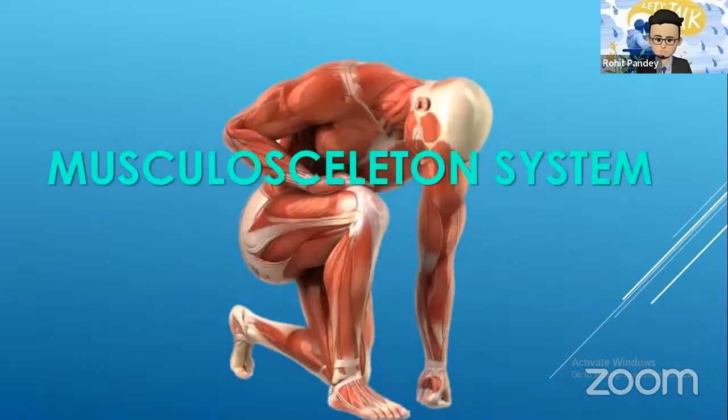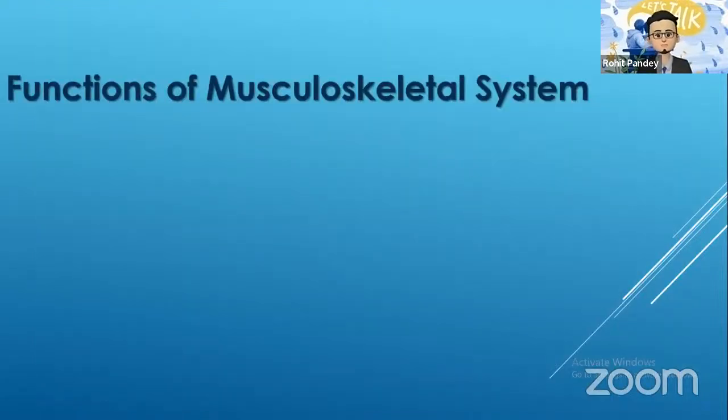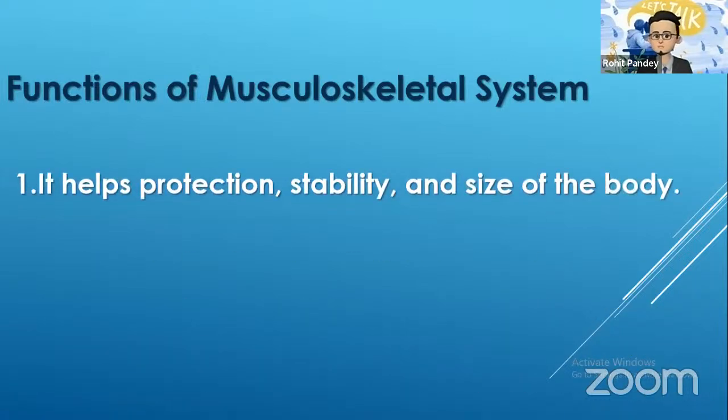We are going to learn the musculoskeletal system today. Here you can see a skeleton, then muscle. And when we add muscle and skeleton, it becomes musculoskeletal. Now, the function of the musculoskeletal system: it helps in protection and stability.